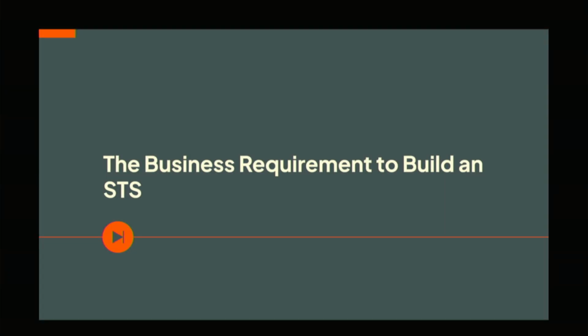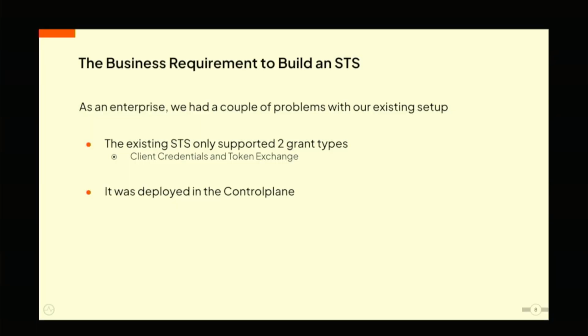With that, we'll discuss why we needed to build an STS on our own in our enterprise. We had two problems. We already had an STS in our system, but it only supported two grants, like two types of authenticating, the client credentials grant and the token exchange grant. This is not enough for us. We need support for more grants. And then this STS was deployed in somewhere called the control plane. I'll explain this point a little bit later on.